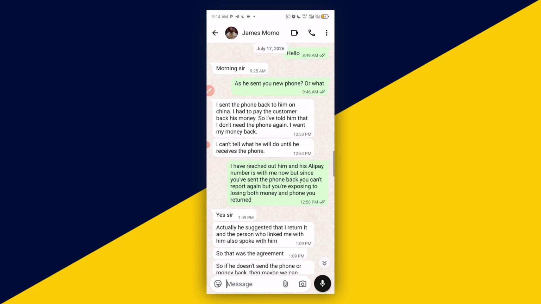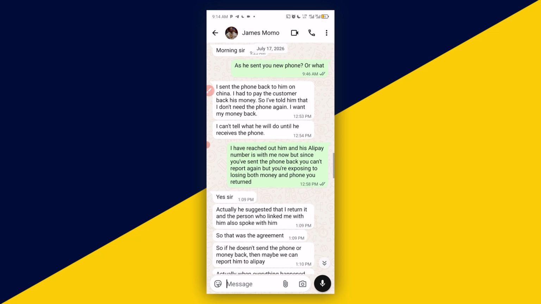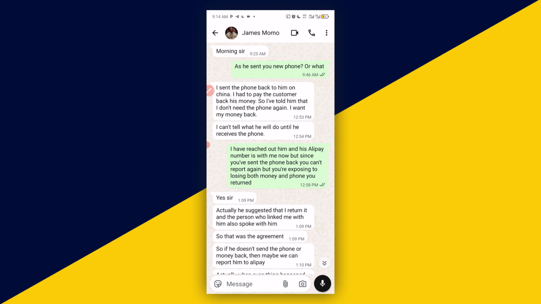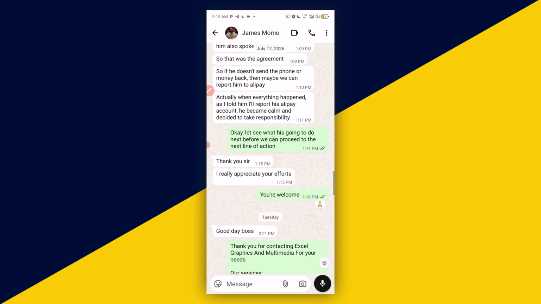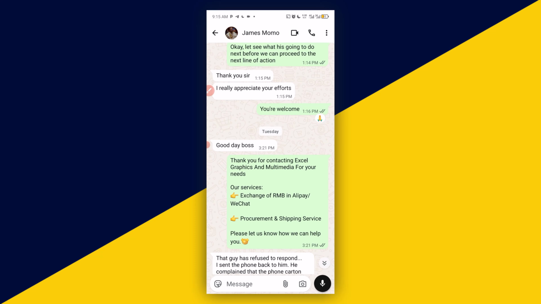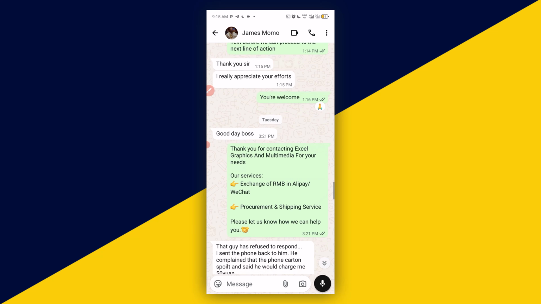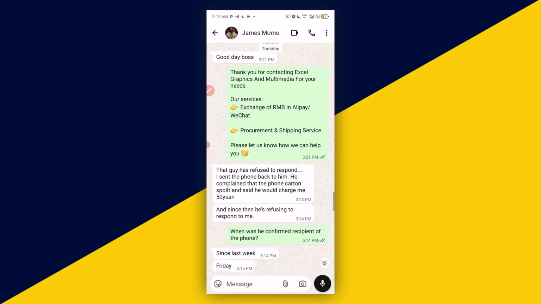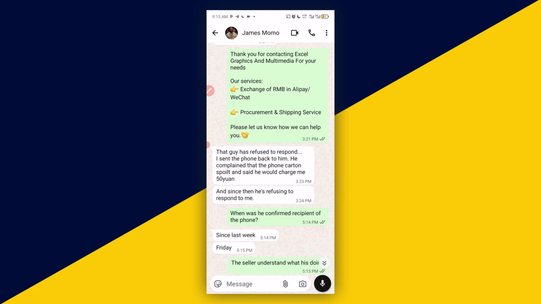I had to pay this customer back his money. So I told him that I don't need the phone again. I want my money back. I can't tell what he will do until he receives the phone. You can see all our chat right here. But another sad experience occurred. And the next thing here is that the guy has refused to respond.